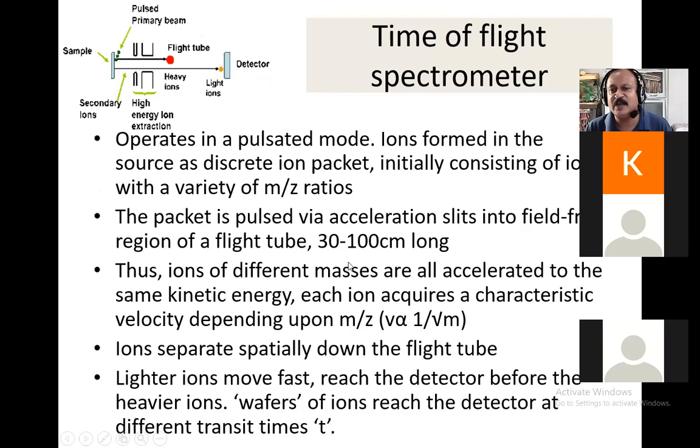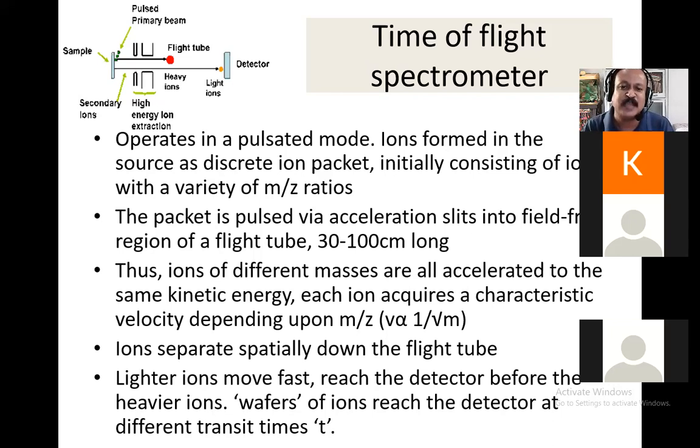Then there is another kind of mass analyzer, and that is called a time of flight spectrometer. It is also called a TOF analyzer. Okay, TOF mass analyzer. So here the principle is very, very simple. Ions are formed in the form of discrete ion packets, and these packets are pulsed via an acceleration slit. So essentially we are giving some acceleration to the different types of ions which are formed.